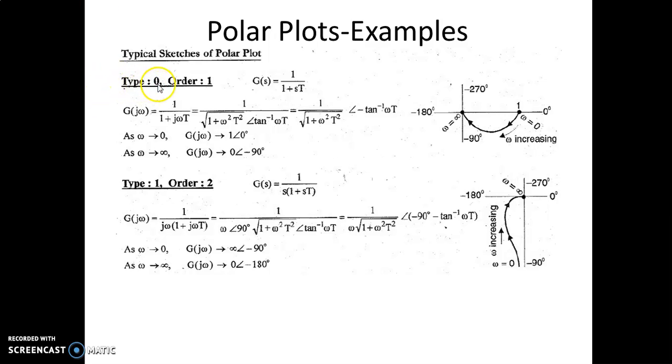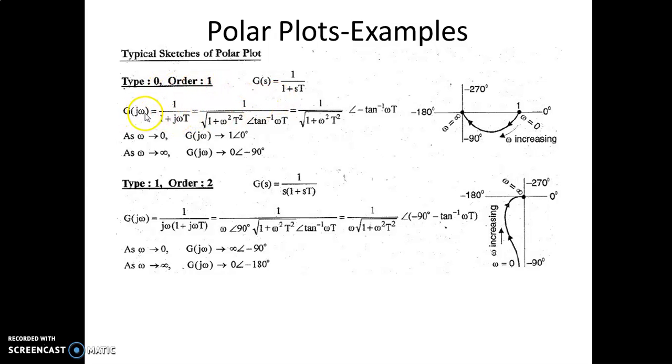So if you are taking a type 0 system with order 1, this one G of s equal to 1 over 1 plus sT. This is the first order transfer function. Here type 0 means no pole at origin. In this transfer function there is no pole at origin. The order is 1 because the highest power of s is 1. That's the reason this transfer function is called a type 0, order 1 system.